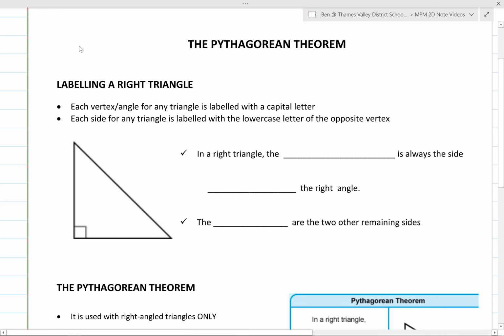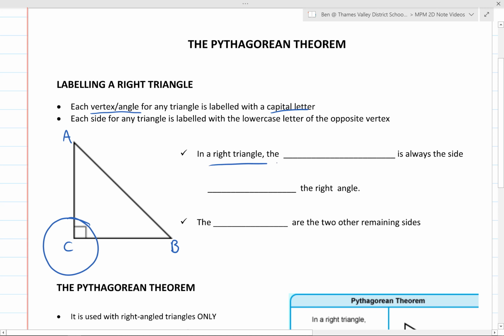So that means that each vertex or angle for any triangle is labeled with a capital letter. That means your labels can be as such. We need the vertexes to be capital letters. We'll also see that our right angle itself will be labeled with the C itself.